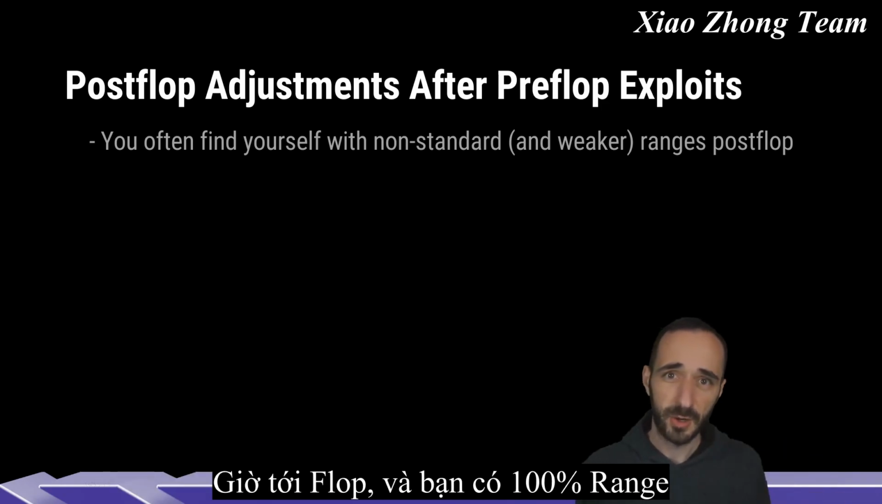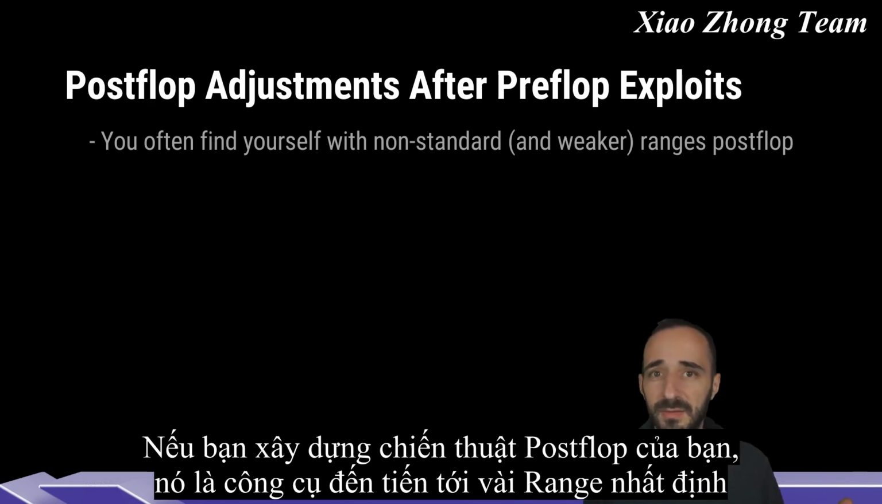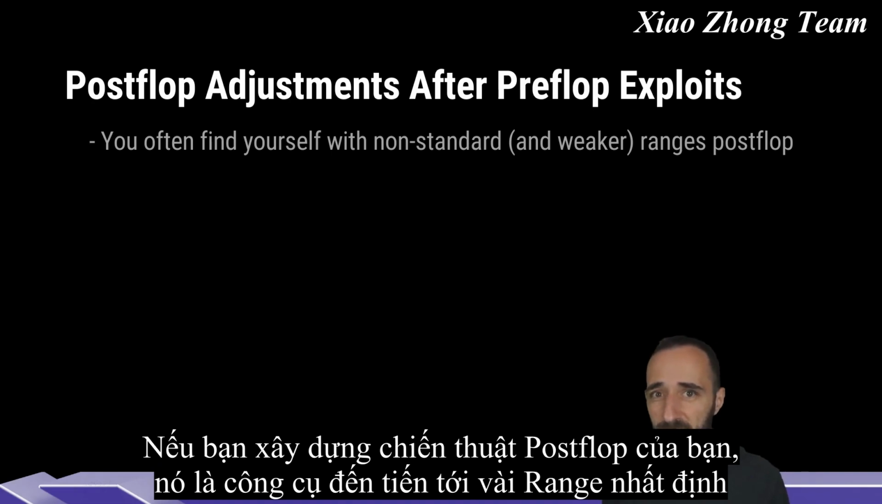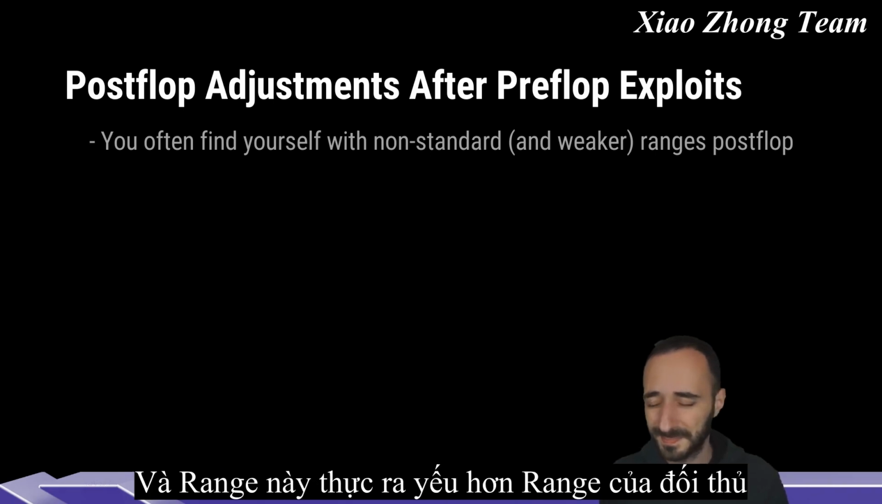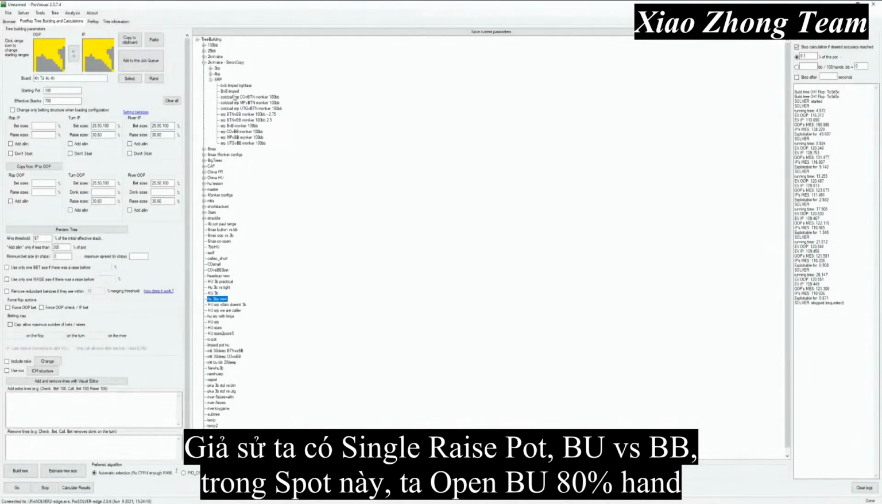You now reach the flop, and you have a 100% range, while your opponent has a tighter one. Now, if you've worked on your post-flop strategy, your post-flop strategy is geared towards a certain range, and it's not this one. And this range is actually weaker than your opponent's range, and I want to show this in a really simple example. Let's say we have a single raised pot and we're button versus big blind.